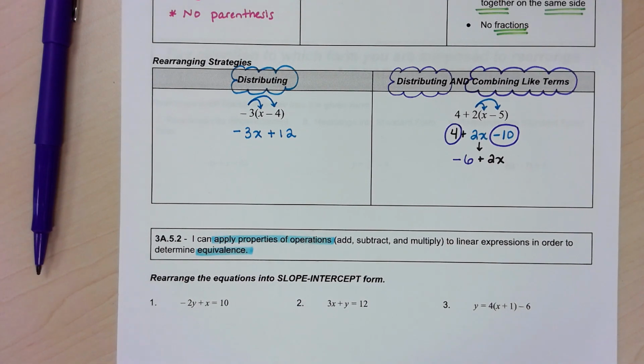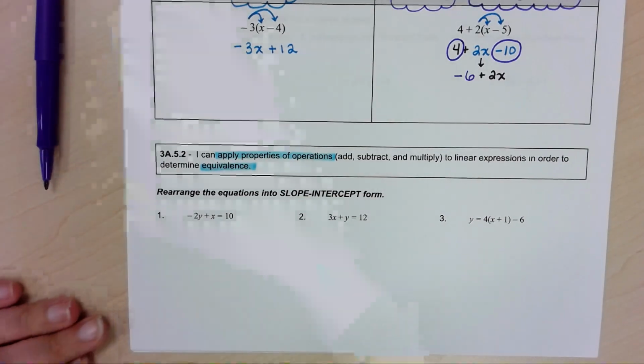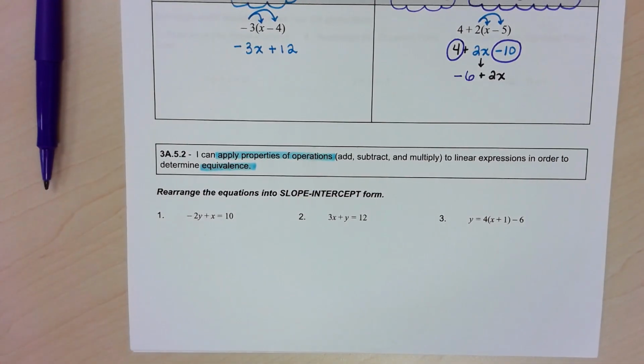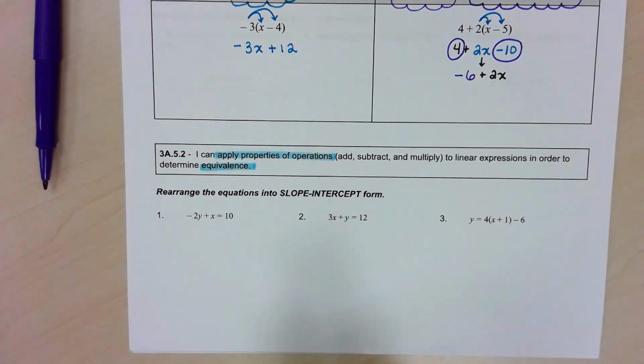We're going to use these strategies and some of the other ideas that we've learned about solving and rearranging equations to do problems like this. For the first set of problems, the directions say rearrange the equation into slope-intercept form.